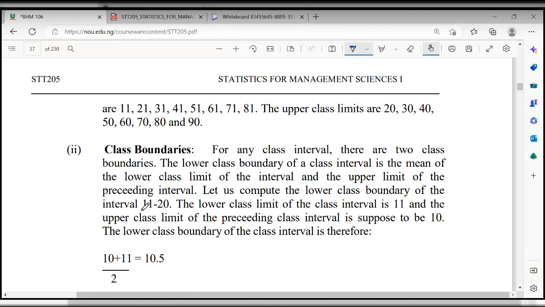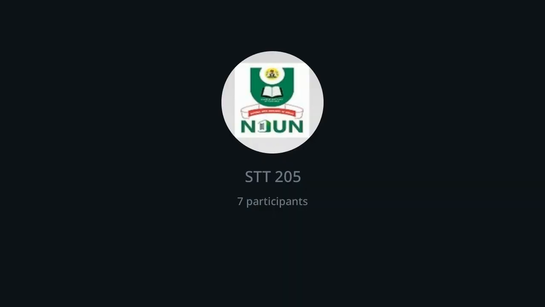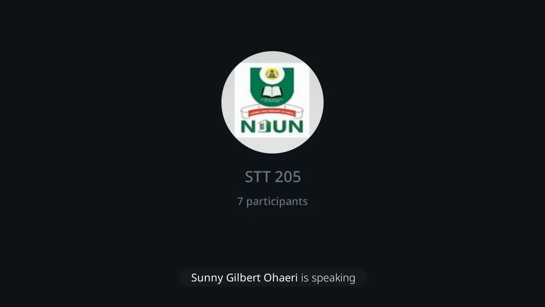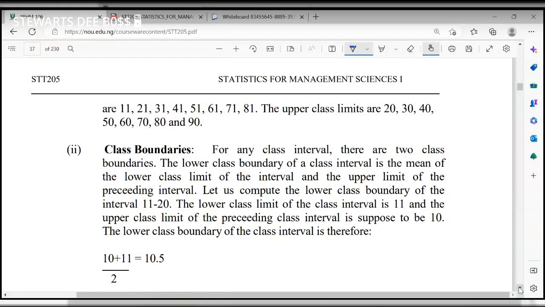So the lower class boundary, how do you get that? And how do you then get the higher class boundary? Now, the lower class limit of the class interval is 11, and the upper class limit of the preceding class interval is supposed to be 10. So the lower class boundary of the interval is therefore... No, they say preceding.